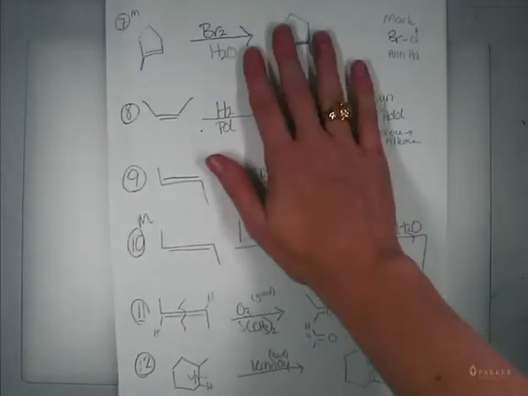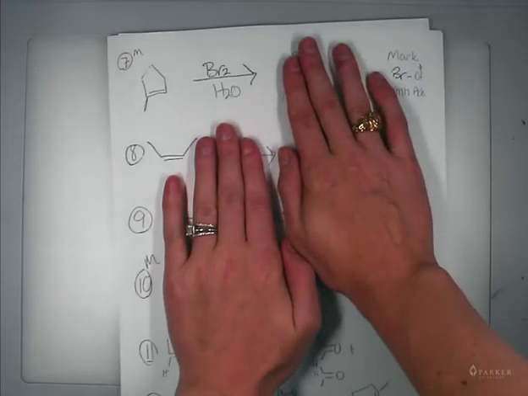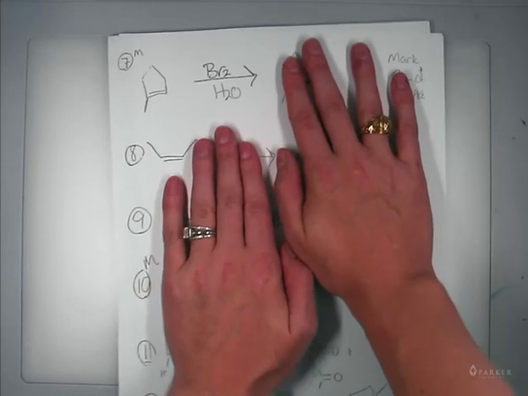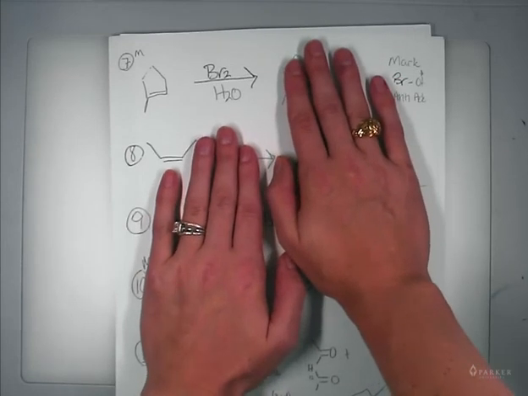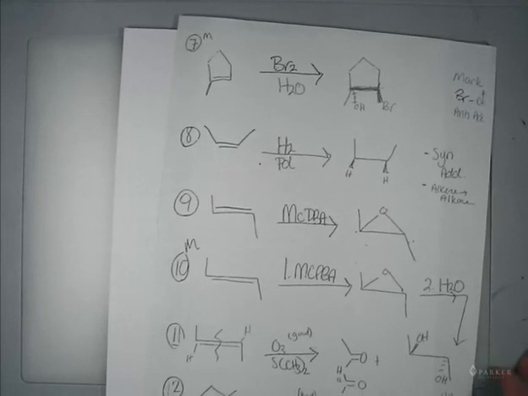And we did one more here. Br2 with water, what does that add across the double bond? Br and OH. The OH will go where? The one with the most branches or the least branches? Most branches. And how do they add, syn or anti? Anti. Almost all of them will add anti. Occasionally we have a couple of them that will add syn.